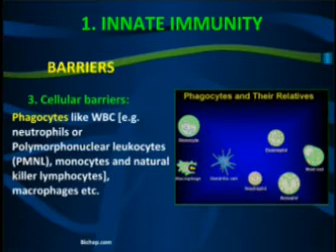But still, if microorganisms reach inside the body even after getting past both of these innate defences, then the next one which comes is the cellular barrier. Here phagocytic cells such as WBCs, neutrophils, polymorphonuclear leukocytes, monocytes and natural killer lymphocytes all start killing the microorganism which comes inside the body. So this is our cellular barrier. They are all cells.